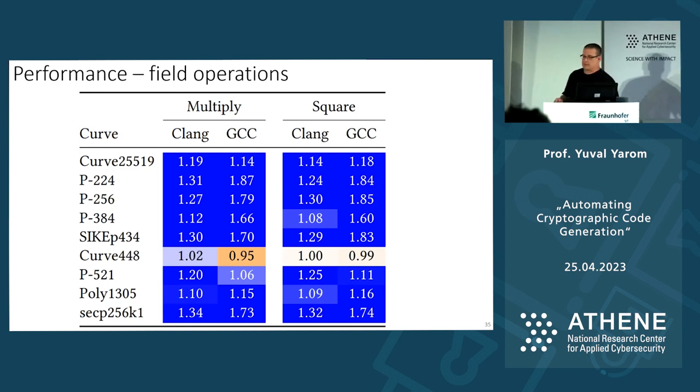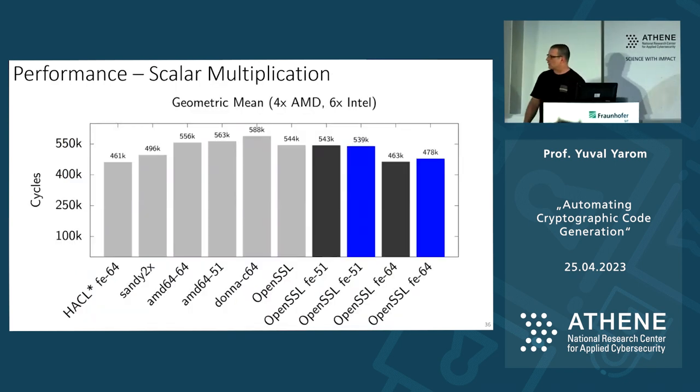Field elements are nice, but we need to use them in operations. So we try to use them with some code that does scalar multiplication. We compare to other scalar multiplication implementations. Against our specific implementation, we look at OpenSSL, which comes with two implementations for curve 25519.